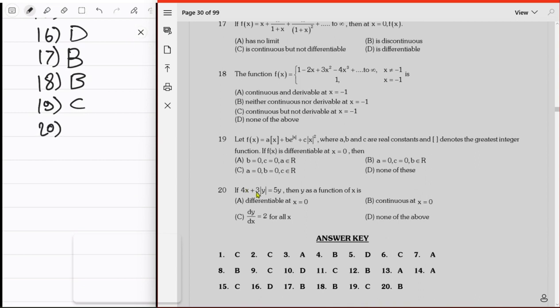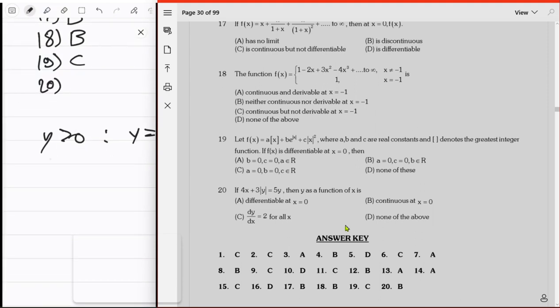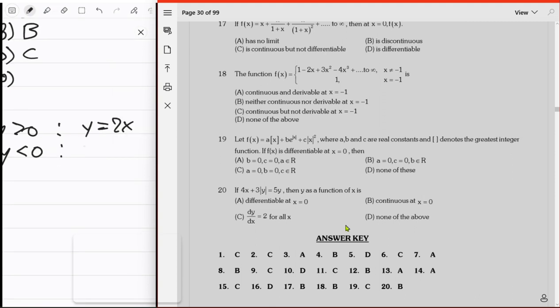If 4x plus 3 mod of y equal to 5y, then y as a function of x is... 3 mod of y equal to 5y. Okay, so when y is bigger than 0, then you just get this equation 4x plus 3y equal to 5y. So 2y equal to 4x. So y is just 2x. And when y is less than 0, this will just be like 4x minus 3y equal to 5y, right? So y is equal to 8y. So y equal to 1 upon 2x, right?